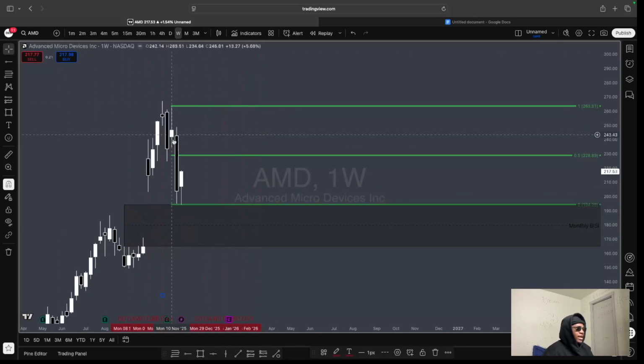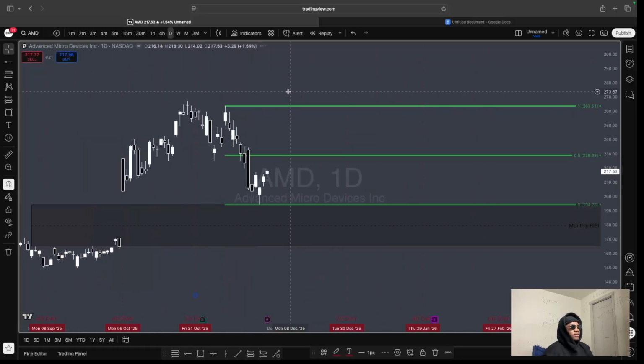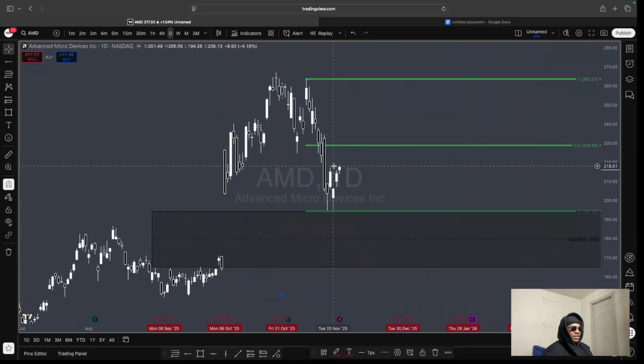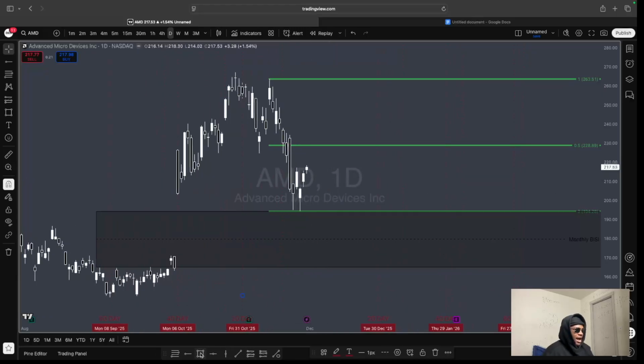The weekly chart, we got this. The weekly chart, we swept this low right here. It's really not a swing low, but we took out this one, and what do I see? What do I want to see here on AMD? I want to see a good displacement above this swing high right here for a market structure shift. Did we inverse this yet? I want to see this on the daily.